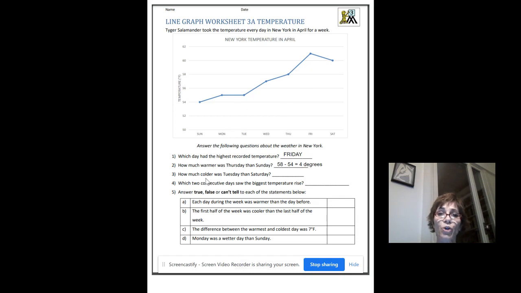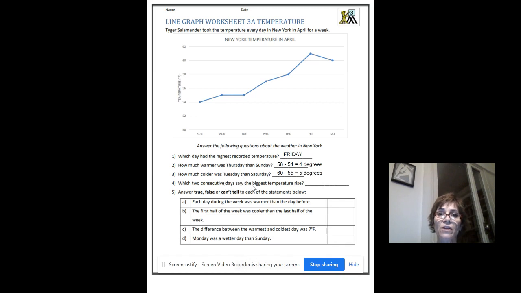Let's see the next question. How much colder was Tuesday than Saturday? So again, I'm comparing. This time I'm comparing Tuesday, which is here, to Saturday, which is here. Tuesday, see, the temperature is lower, so it was colder. Again, I'm comparing, so I have to subtract. I have to get the highest temperature. Saturday was up here, 60 degrees, and I subtract Tuesday, and I see the difference. When I'm comparing, I'm subtracting. 60 minus 55, so it was 5 degrees colder on Tuesday than it was on Saturday.